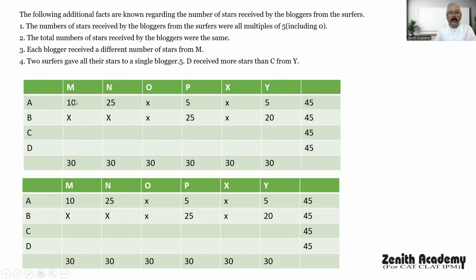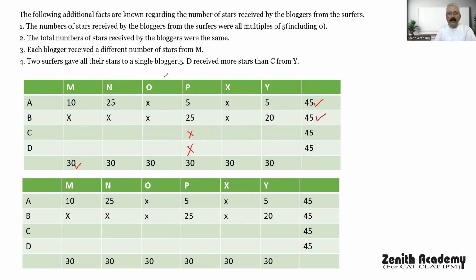Look here. Blogger A receives 10 and 25, which totals 45. B also has 45. Okay, M has 30 stars, and here 5, 25 is 30. So cancel out this and this. And here 5, 25, and so 5 is left with Y.